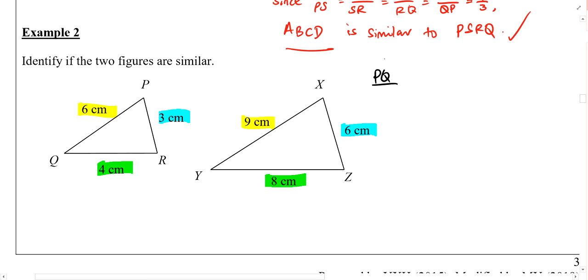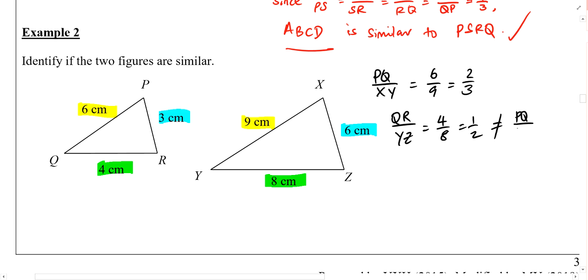PQ over XY, 6 over 9 equals 2 over 3. Then I try the next one. QR over YZ equals 4 over 8 equals half, which is not equal to PQ over XY. Should I carry on? Should I find the last ratio? Is there a need to? No need already. As long as I have ratios that are not the same, then it's not similar anymore. I don't want to waste time already.